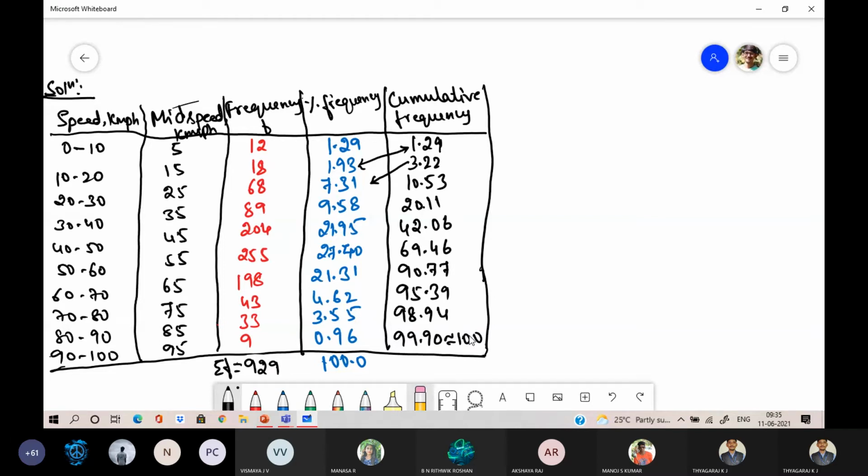Are you getting these values? Check it. For the cumulative frequency, you have to add this and write here. Likewise, you have to add and write here. I'll show it with an arrow mark. You can observe here, this is the actual procedure we follow for getting the cumulative value. Is it clear? Yes, sir. Now, take one more graph sheet.